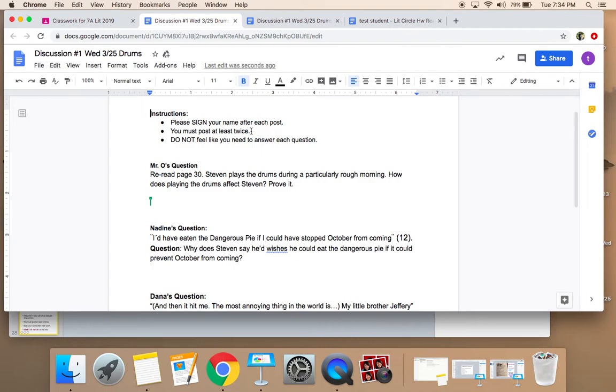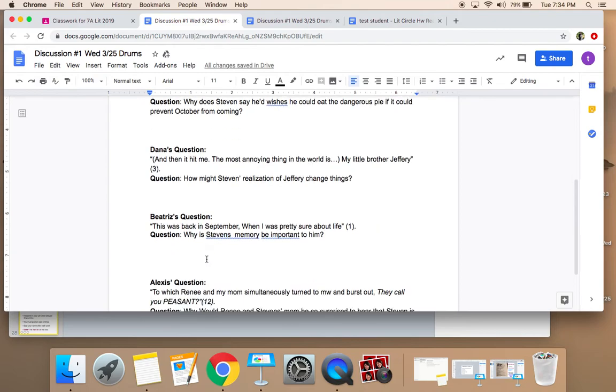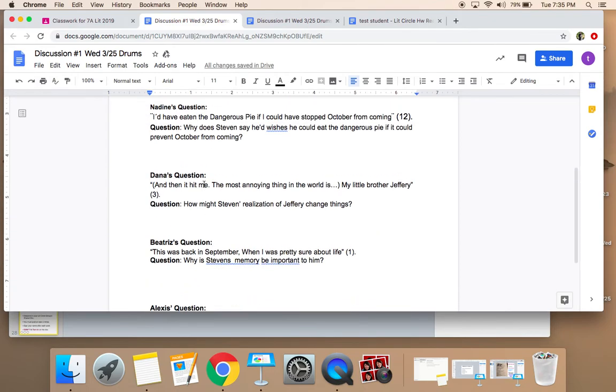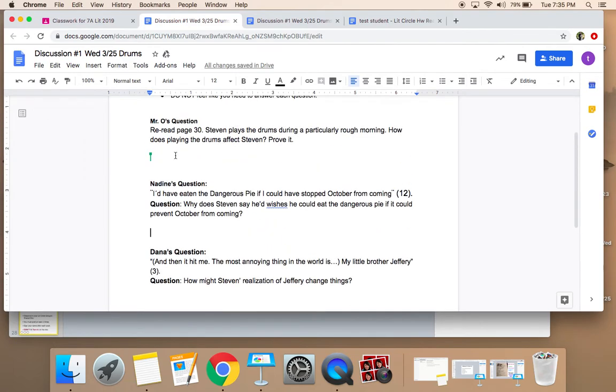So I need you to post at least 2 times, and I need you to sign your name after each post, so that way I know that you have answered a question. You'll see I have a question for you, and you'll see that your classmates have asked questions, okay? So go ahead and just write an answer and sign your name.